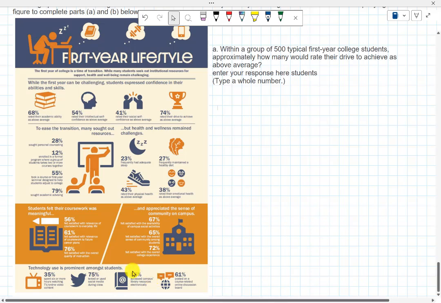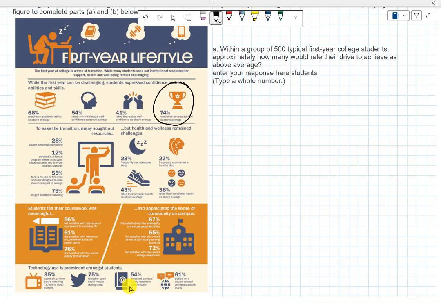So let me start at the bottom. So I found it here. It's this guy right here. 74% of the students would rate their drive to achieve as above average. And they want to know how many of our 500 students that would be. So I'll take my 500 students and multiply it by 74%. I happen to know that this comes out to 370.